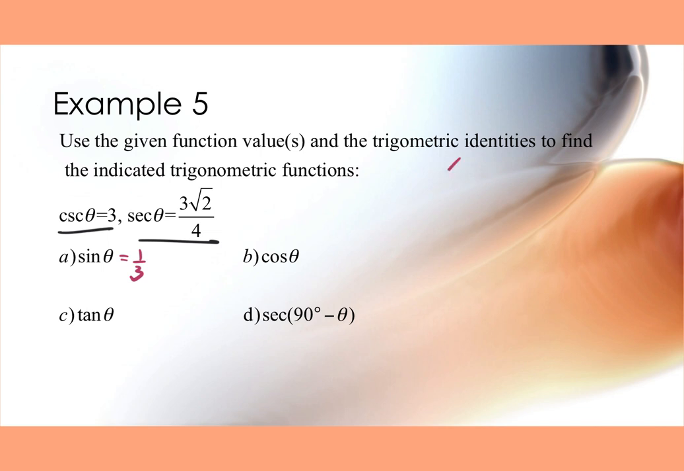So I draw a triangle. I put theta in the corner. It doesn't matter where you put it as long as you set up the rest the same way. I tend to always put it in the bottom left corner, but it really doesn't matter. Sine is what we just found, which is opposite over hypotenuse.